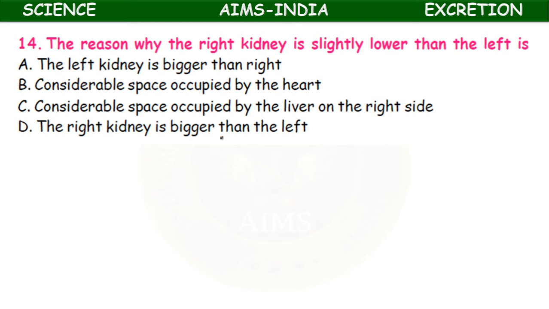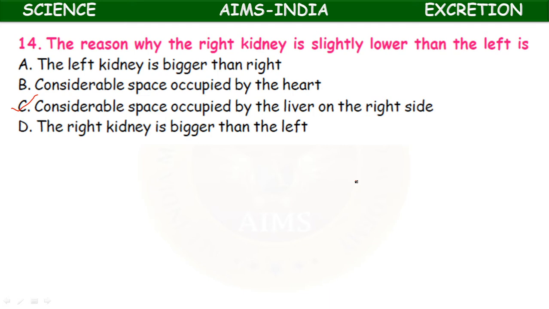Okay, option 1, the left kidney is bigger than the right. The considerable space occupied by the heart, considerable space occupied by the liver on the right side. The right kidney is bigger than the left. So actually the option C, considerable space occupied by the liver on the right side. That's why the right kidney is slightly lower.